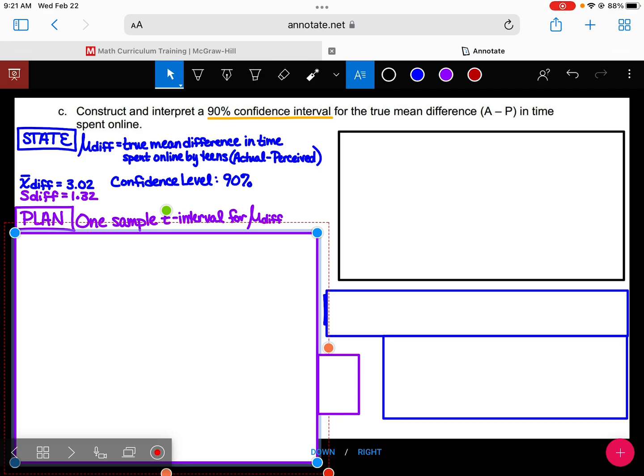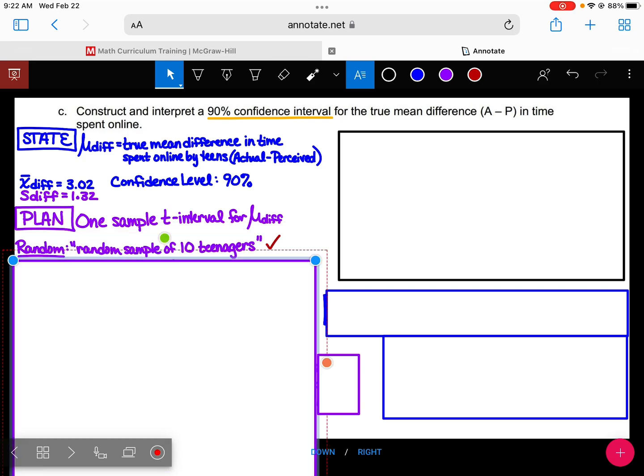When we did our in-class thing, we used random assignment. We were doing an experiment. This would be a sample. So random sample of 10 teenagers. We have our randomness condition. Do we have our 10% condition?